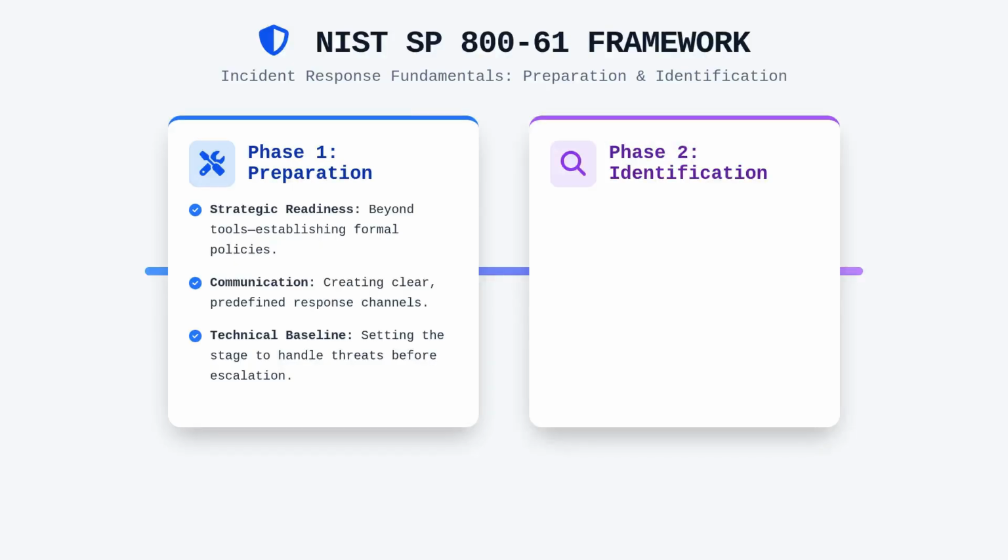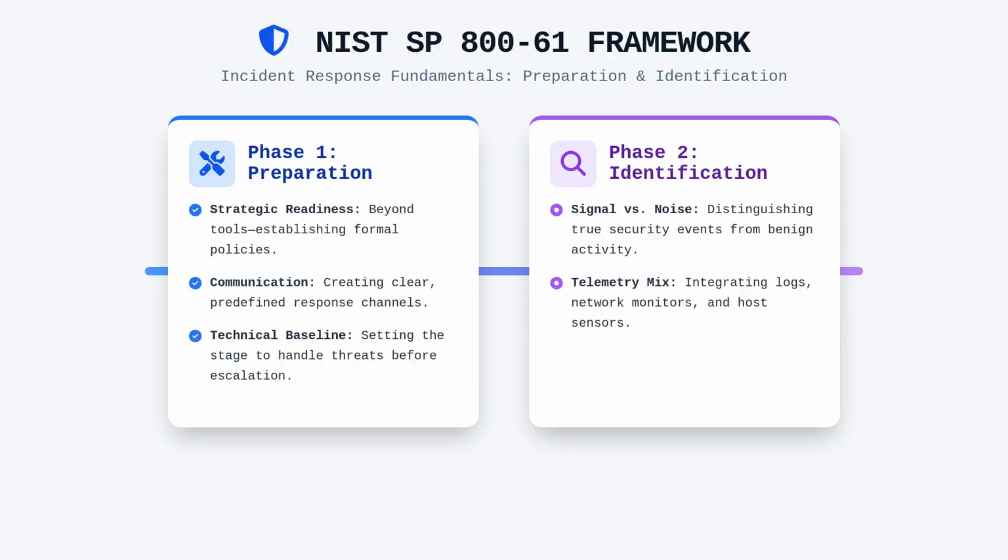Once an incident is underway, we transition to identification, where the primary objective is to distinguish true security events from benign system noise. This requires telemetry from diverse sources like logs, network monitors, and host-based sensors to establish a baseline of normal behavior. When an anomaly violates that baseline, we confirm the scope and severity of the incident.